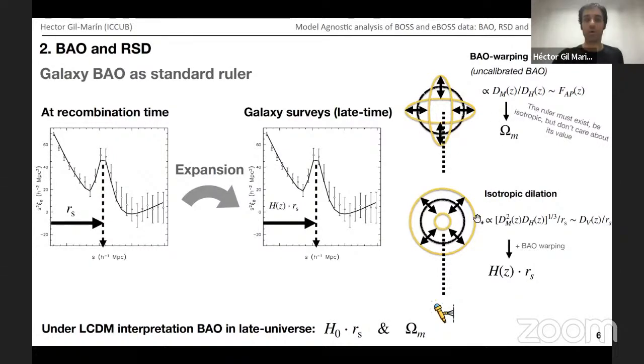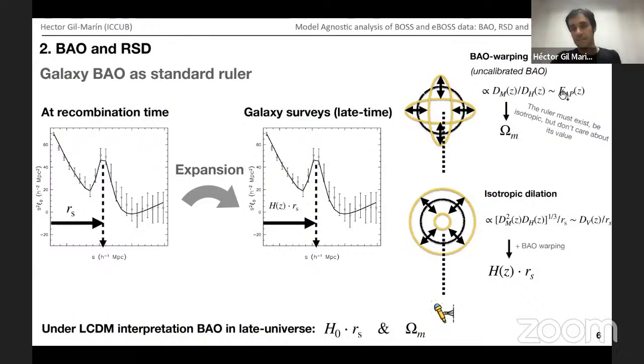We can also look at the isotropic dilation of the BAO. Essentially, if we assume we know the size of the BAO, which is knowing the r_s, then by measuring the absolute size of the BAO in our galaxies, we can say something about the universe. This is usually referred to as D_V over r_s, the isotropic BAO distance, whereas the Alcock-Paczynski test, which is just the ratio between these two distances, we refer to as F_AP.